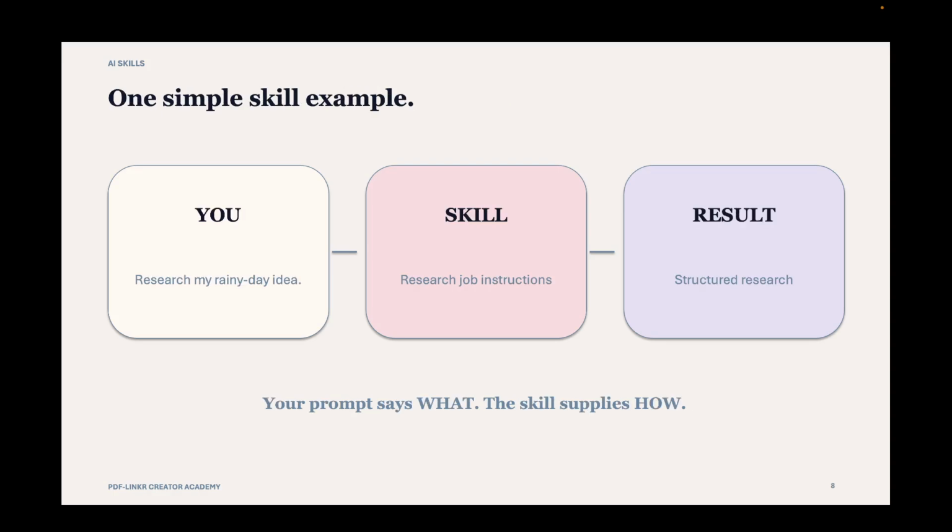A simple skill example is you want to research my rainy day idea. So the skill is the instructions how I want Chatty to research that. The prompt says what you want it to do, and the skill tells them how you want it to be done.